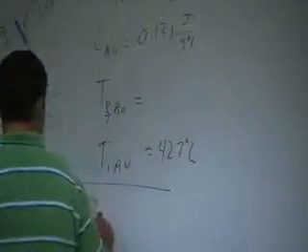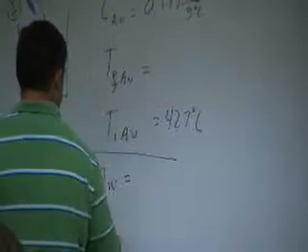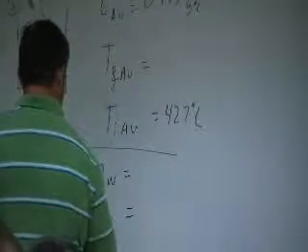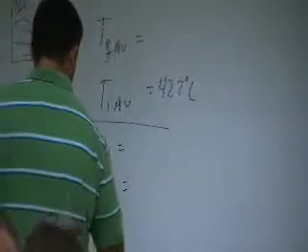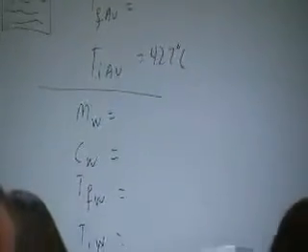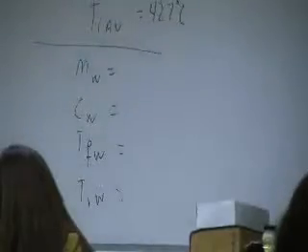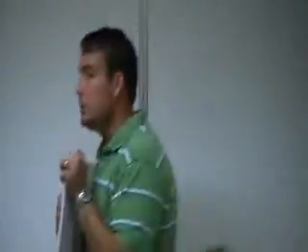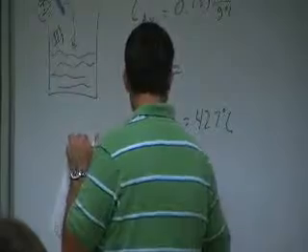But we got another problem. We got water. So we're going to do the mass of the water, specific heat of the water, final temperature of the water, initial temperature of the water. What's the mass of the water? Well, it says right here that the mass of the water is 200 grams, right? So someone's taken a balance and weighed that. That's going to be 200 grams.